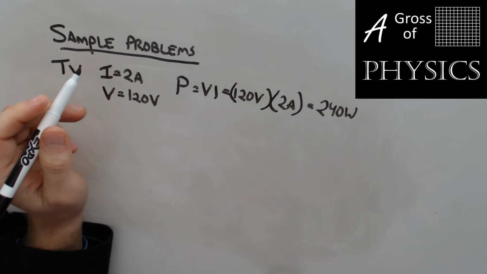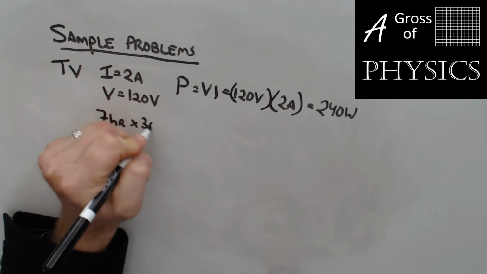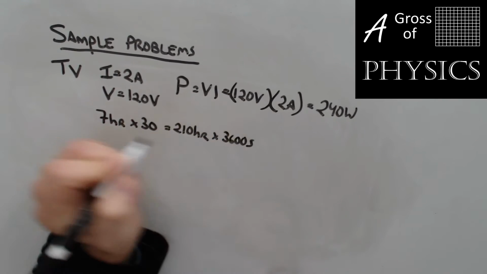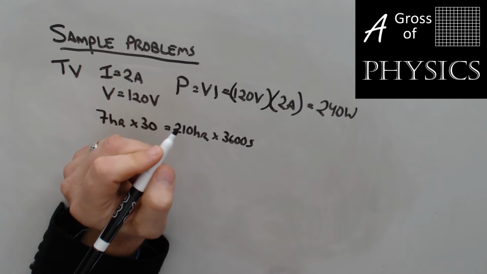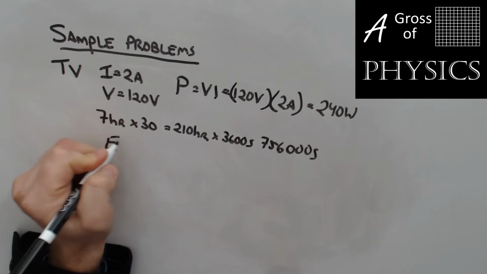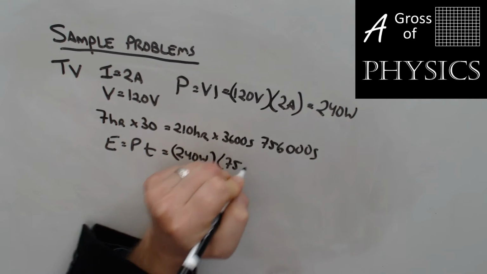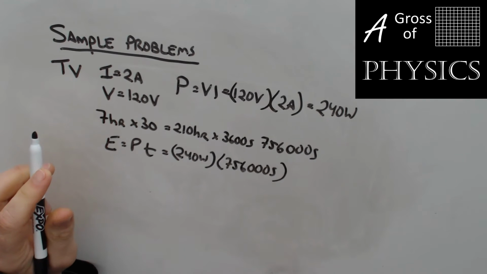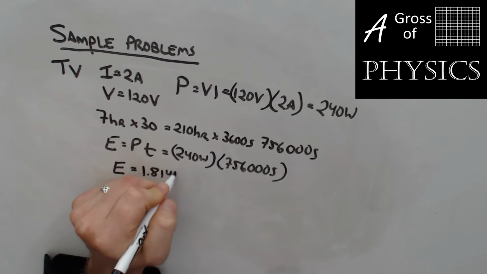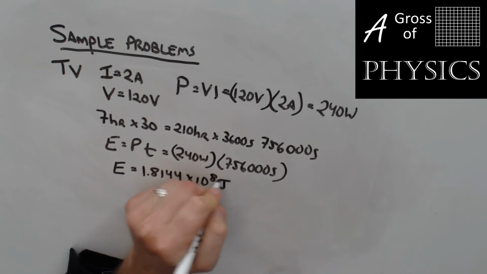How much energy is used if the TV is turned on for 7 hours per day for 30 days? All right, so it's 7 hours times 30, which is 210 hours, times 3,600 seconds. 210 times 3,600 is 756,000 seconds. So energy is power times time. Power is 240, times 756,000 seconds. So the total energy is 1.8144 times 10 to the 8 joules.